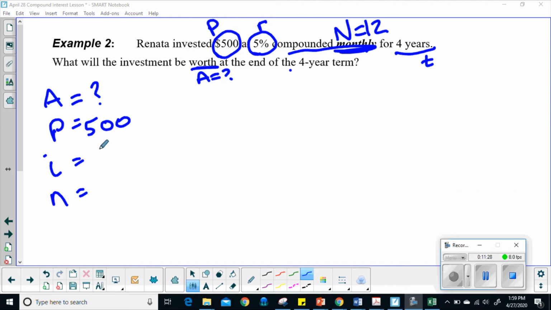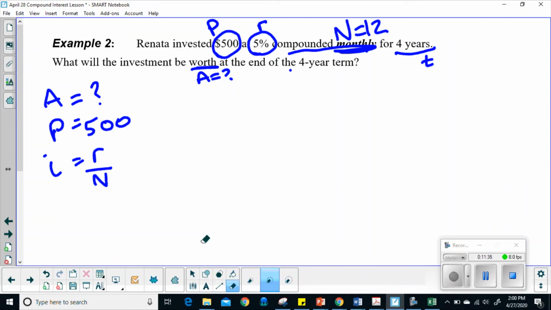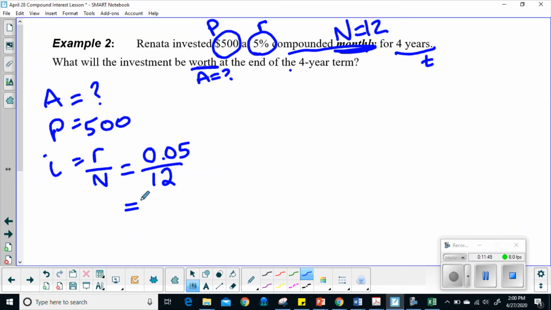Okay, our I, remember, is our interest rate as a decimal divided by my number of compounds in a year. So my interest rate as a decimal, 5% becomes 0.05, and this is happening monthly, so it's over 12. That's a big long decimal, so let's stick with the first bit: 0.0041, that would round to 7.